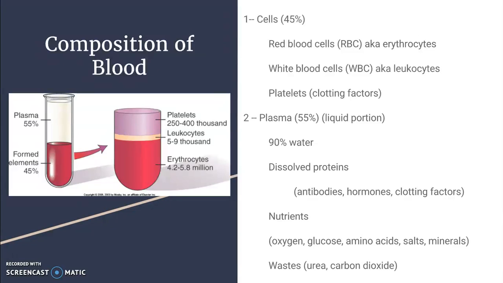So as far as what blood truly is, what makes up blood: 45% of blood is cells, and those cells can then be broken down a little bit more into red blood cells, aka erythrocytes, white blood cells, or leukocytes, and platelets, which are your clotting factors. The liquid portion of the blood is something called plasma, and you can read there the big part of what plasma is made of is 90% water, and then it includes all of the other things listed there.